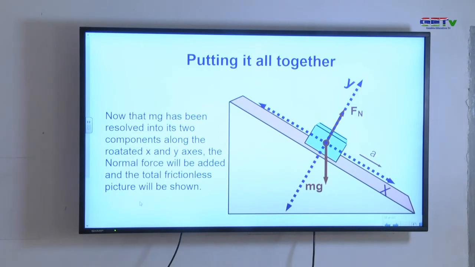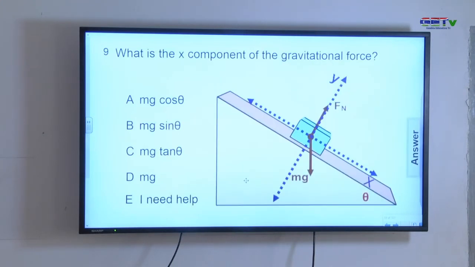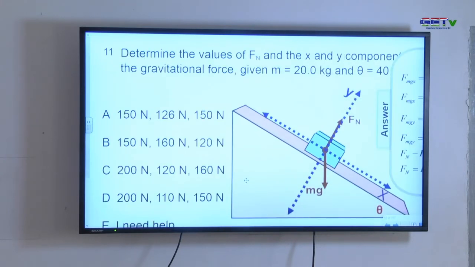Putting it all together, let's just look at a problem. This is what I was explaining. The surface is smooth. The acceleration will always be g sine theta. Good. What is the x component of the gravitational force? We've done something like that before. It is a similar problem. Good.